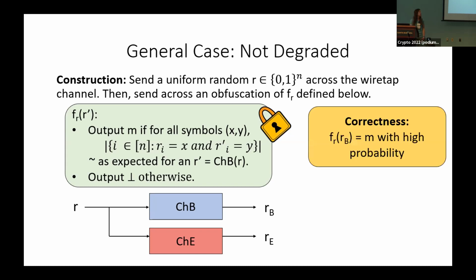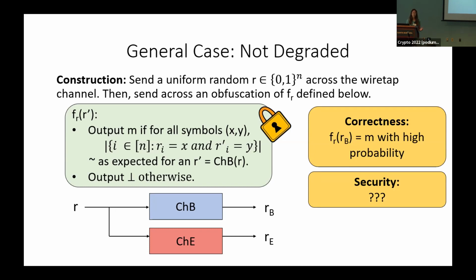Okay, so in this case, we get correctness again because Bob simply puts his input RB into this obfuscated function, and it should pass these checks with good probability, and therefore he gets M. And then what about security? So recall that if Eve cannot generate inputs to this function that cause it to output M or not bot, then we can sort of replace it with a simulator and hide the value of M. So really what we want to do is say that even given RE, her leakage, Eve still cannot generate any inputs that cause this function to output anything but bot. So that's what we're going to look at.